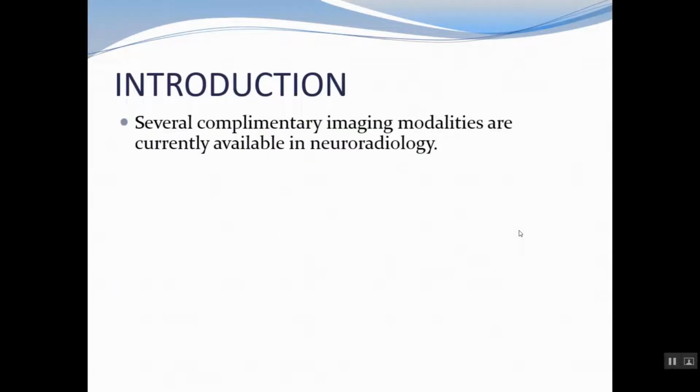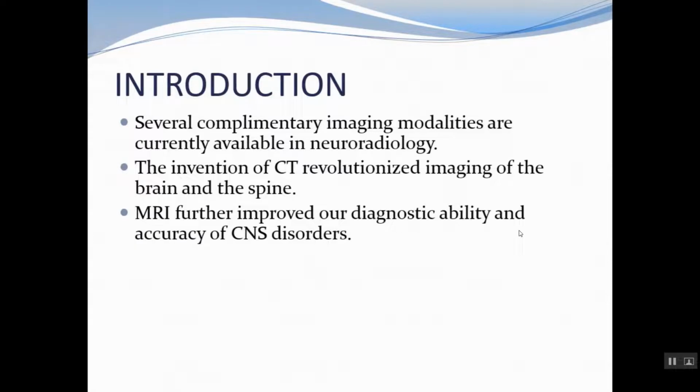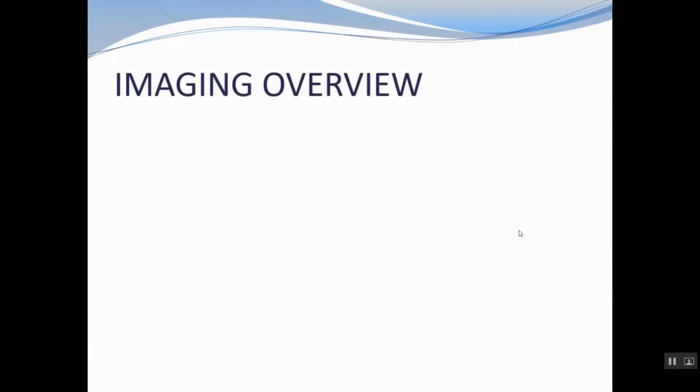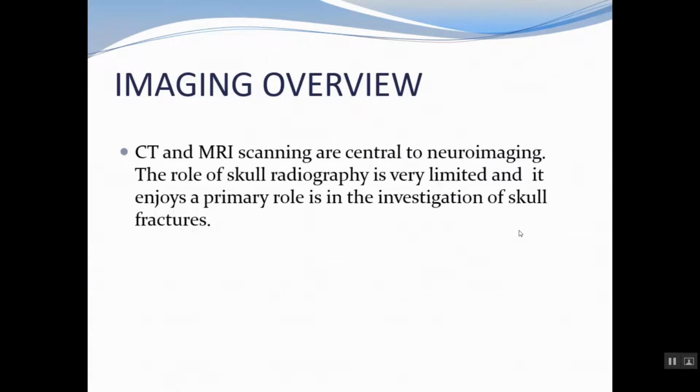There are several complementary imaging modalities that are currently available in neuroradiology. The invention of the CT revolutionized the imaging of the brain and the spine. The MRI further improved our diagnostic ability and accuracy. The knowledge of neuroanatomy is essential for correct diagnosis. The imaging overview: CT and MRI scanning are central to neuroimaging. The role of skull radiography is very limited, and it enjoys a primary role in the investigation of skull fracture.